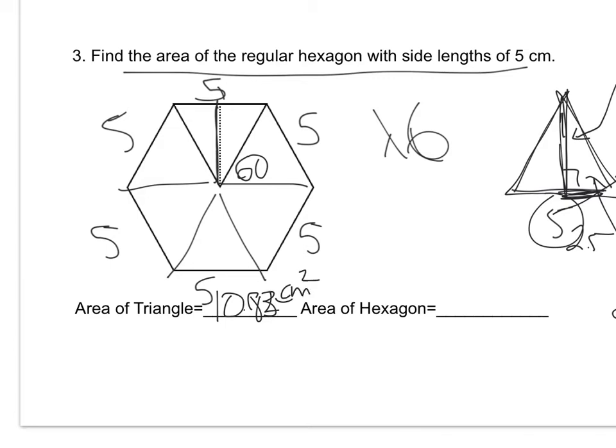So the area of the hexagon, I'm going to multiply that times 6. So I'm going to get 64.95 centimeters squared. All I did was figure out the area of one triangle, multiply it by 6, and that gave me my answer.